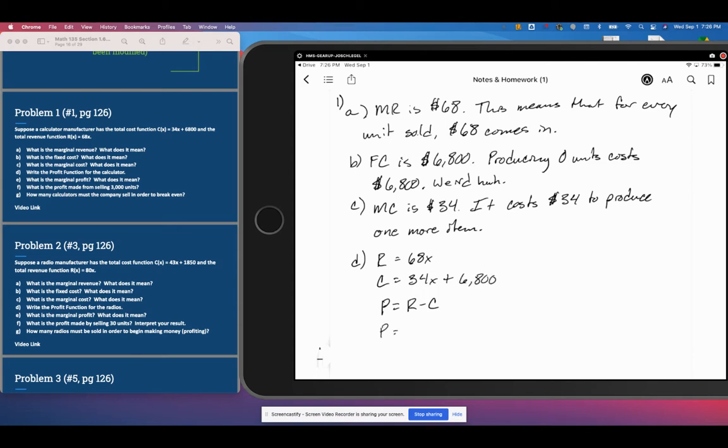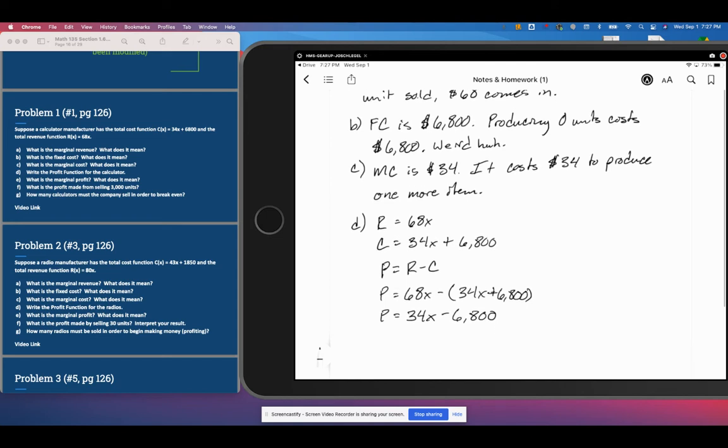So for profit equals revenue minus cost, we are going to have profit is 68x minus, and we always put a parentheses right there after the minus sign. I've had 2 bad looking parentheses all at once. Maybe it's time for me to take a break, everyone. Okay, so we have 34x plus 6,800. If I were to give that to Wolfram, everyone, I would be left with profit is equal to 34x minus 6,800. So there's a profit function for this.